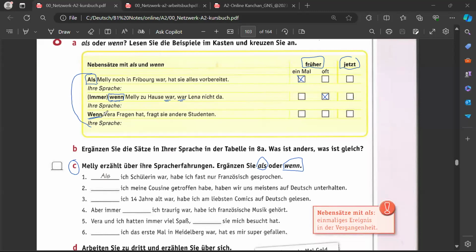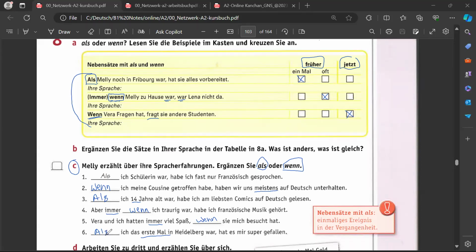Dann haben wir noch einmal den Wenn-Connector. Here, first nur is already given, but the second one, as I met with my cousin, we have meistens. Meistens means often. So we can say often means always, more than one time. It is about the age, so als would be the right one. Immer is again wenn, then immer again. Here it will be wenn, and erstes Mal, first time.